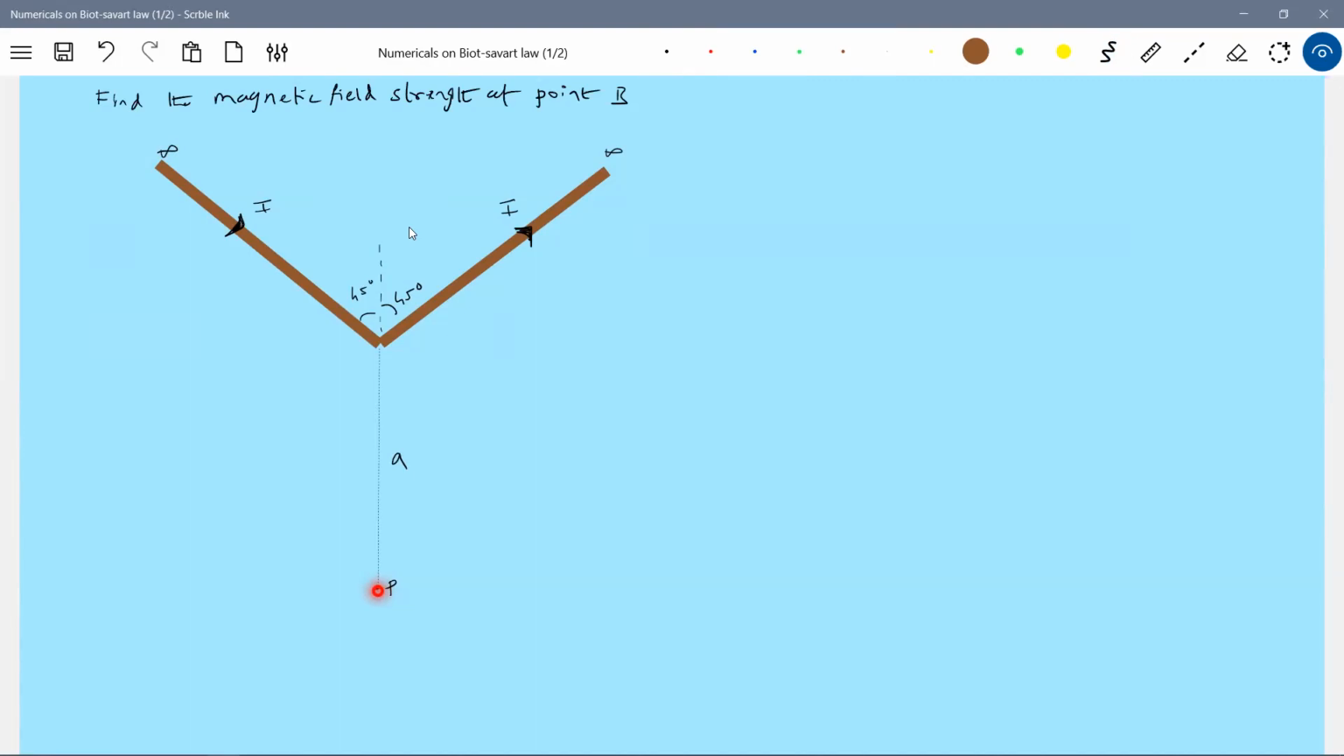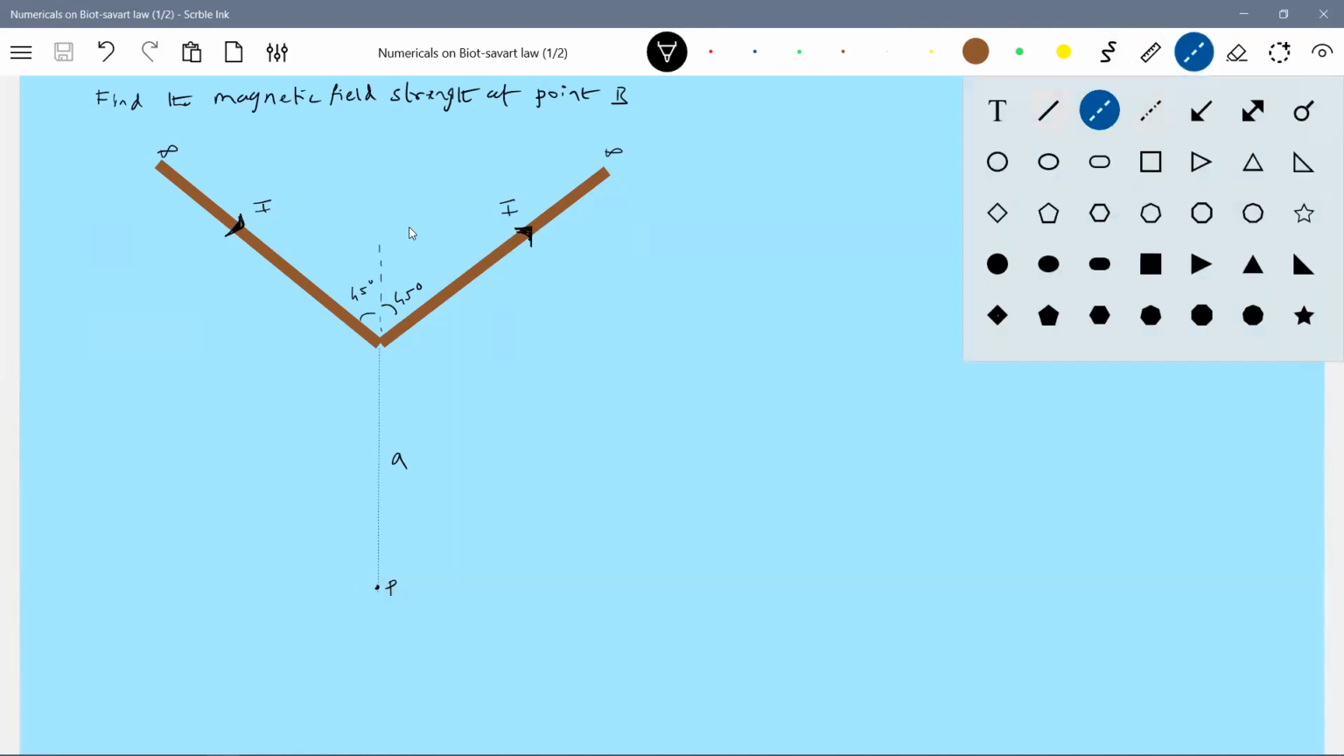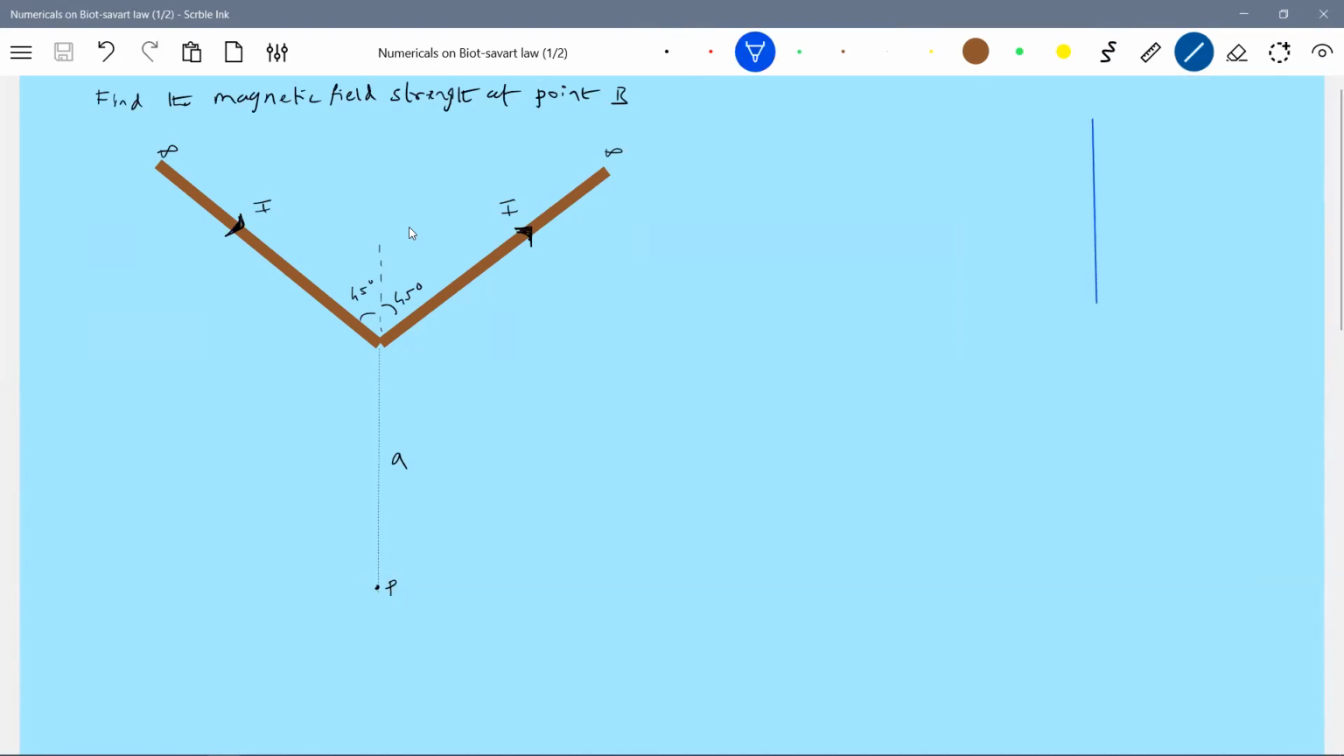We already know the formula. We are aware of the basic formula due to a finite wire. The same formula we were using to find the magnetic field has to be applied here. Let me make you recollect it.